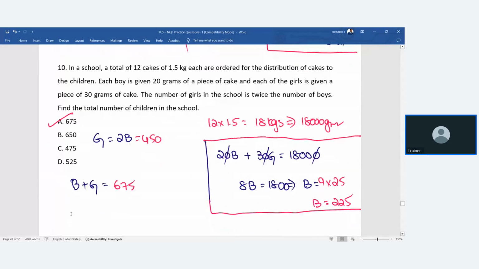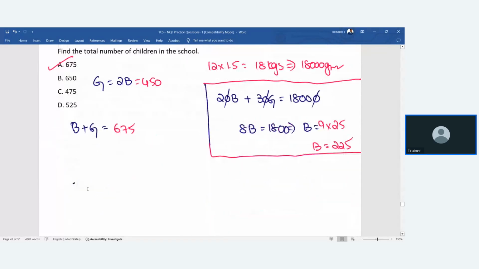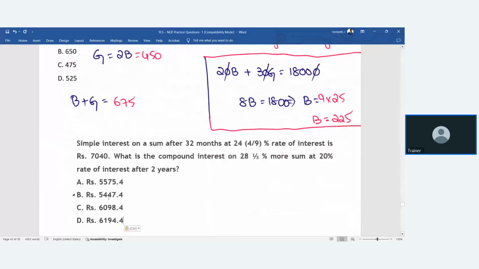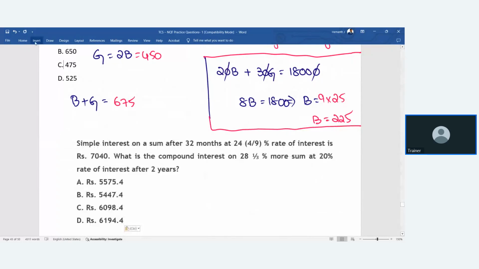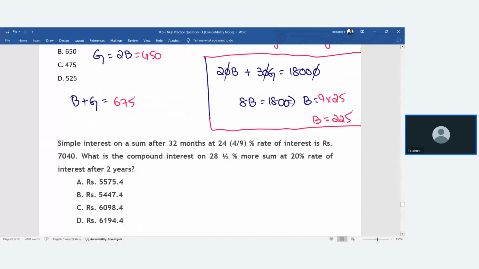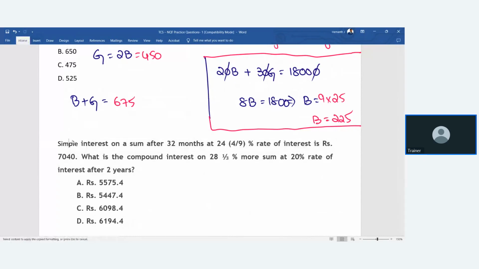Now see the next question. We'll complete with one more set as mentioned. See this 11th question. Go through this 11th question, see the data.